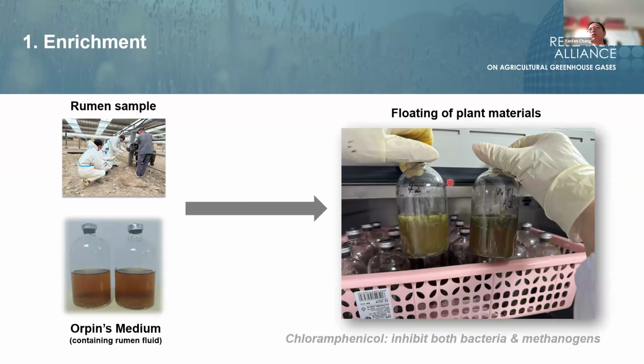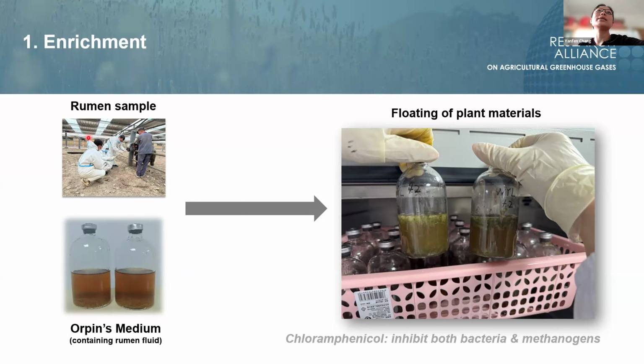So if we want to get a pure culture of anaerobic fungi, we need to get the enrichment first. And the very, very important thing is the media. So we need to prepare the media in a correct way. Otherwise, the fungi could not grow. Okay, so it's very important.